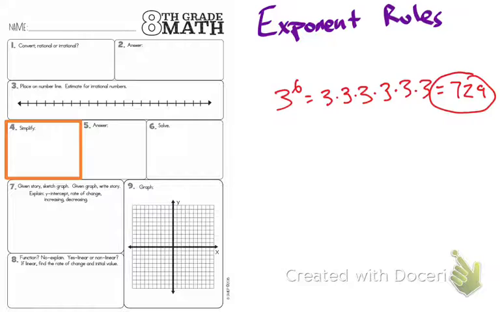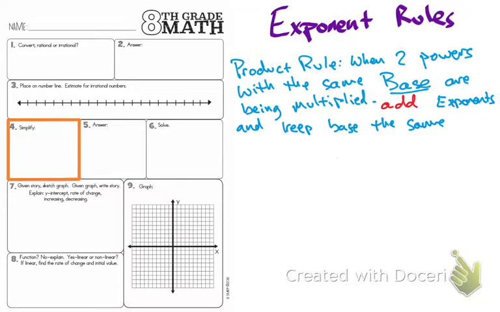Next, let's go ahead and talk about some of the exponent rules, and there are 4 exponent rules that we will cover today. The first exponent rule is called the product rule, and the product rule is working with multiplication and exponents, and it tells us that when 2 powers with the same base number are being multiplied together, you can add the exponents together and keep the base the same. So let's go ahead and take a look at an example of this.